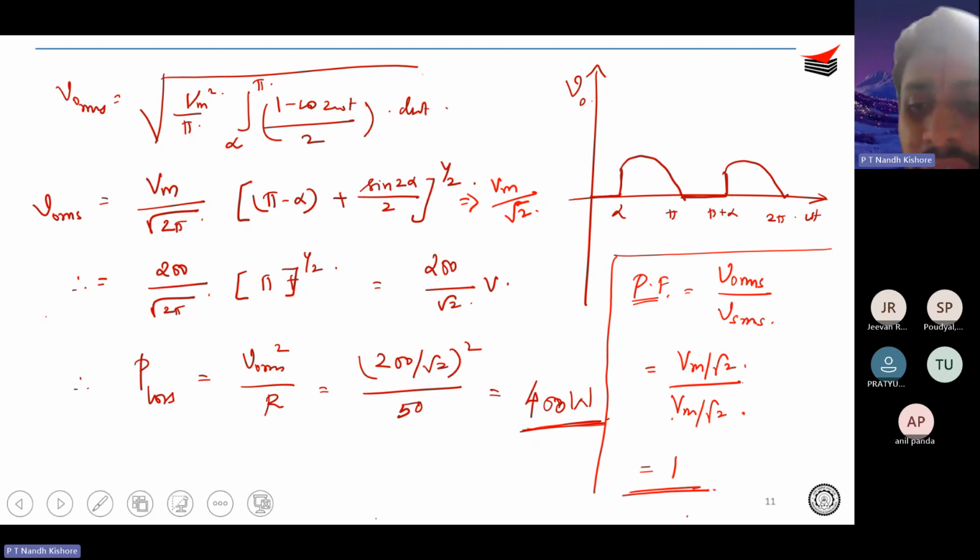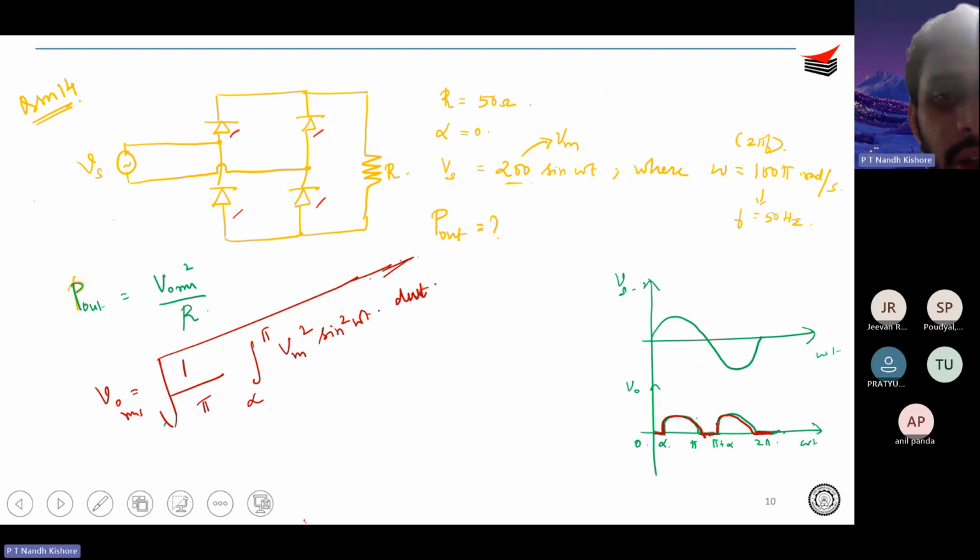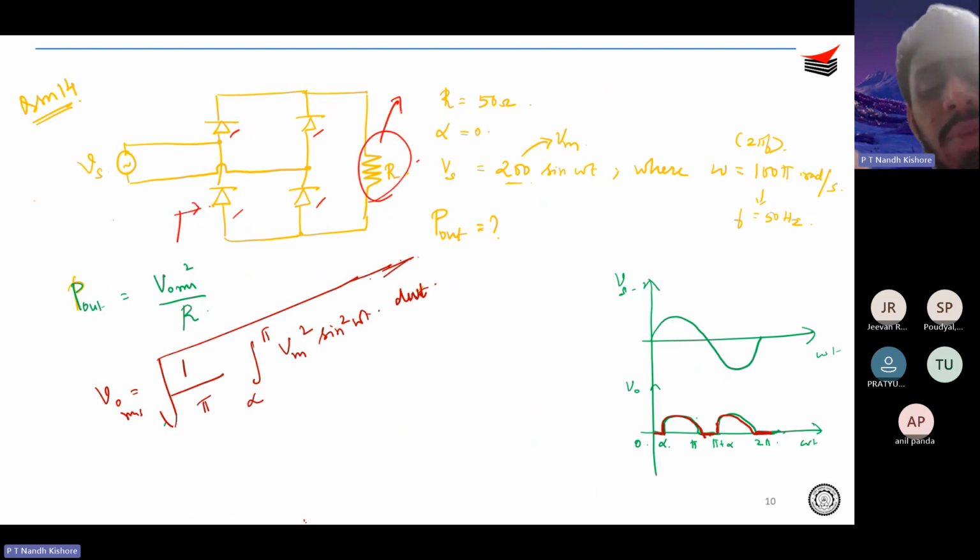Okay. So this is something that's interesting, right? For this circuit, if you see from the input side, the power factor is unity. Correct. The answer would be 1. Power factor is unity, right?